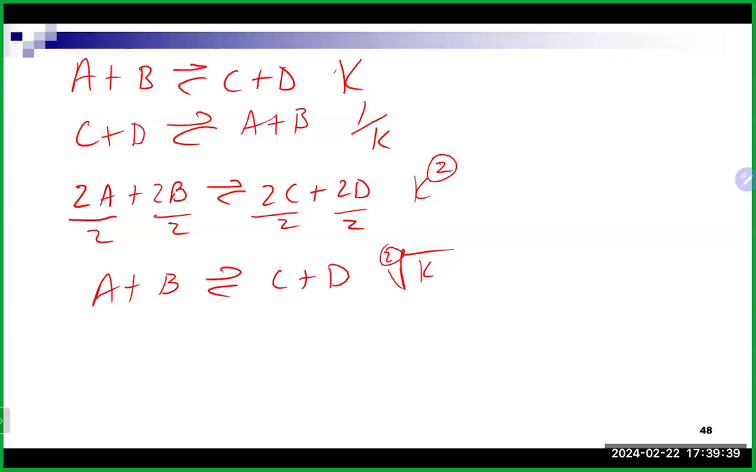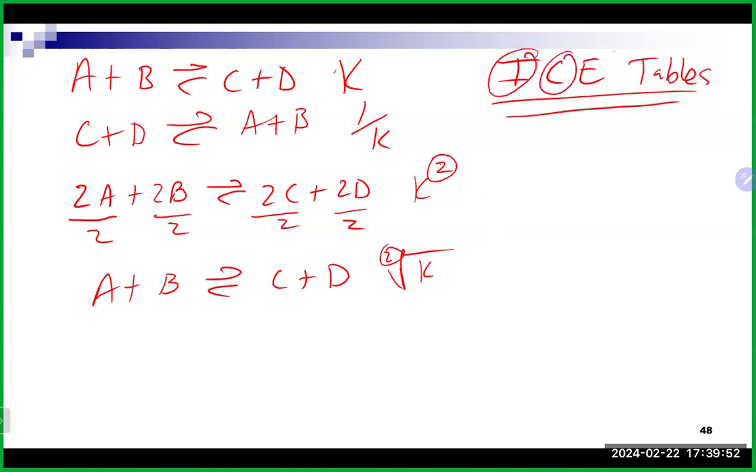At the end there, we, dare I say, got into the calculation of the season, and that involved ICE tables that we started to talk about. And ICE tables, again, stands for initial, change, and equilibrium. We use ICE tables to help us figure out what the equilibrium concentrations are of everybody in a particular reaction.